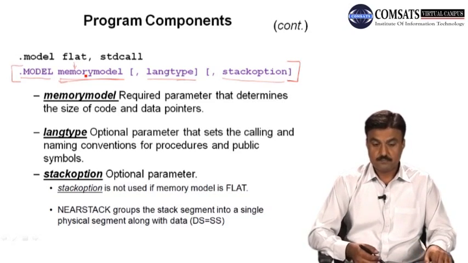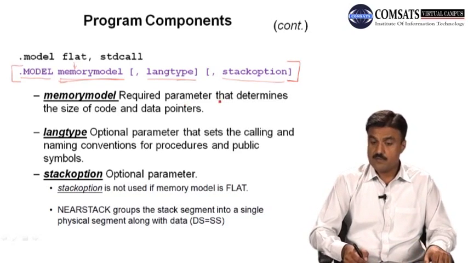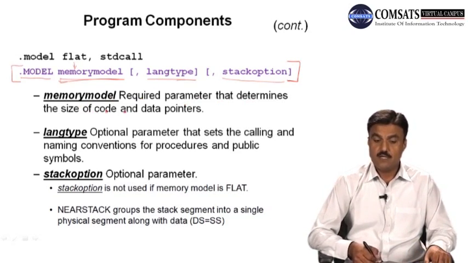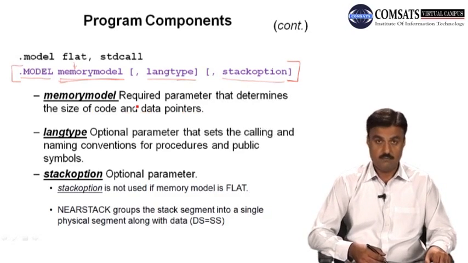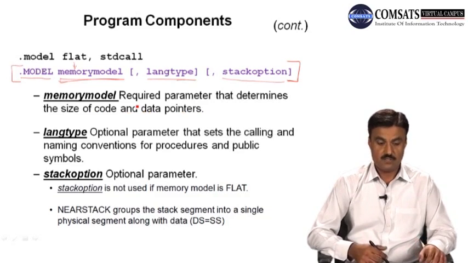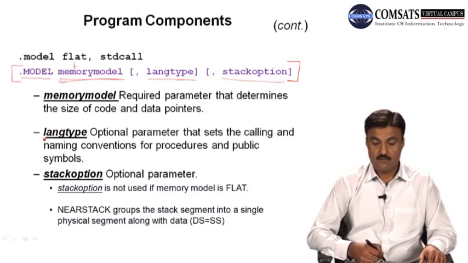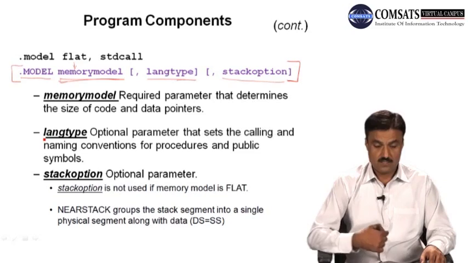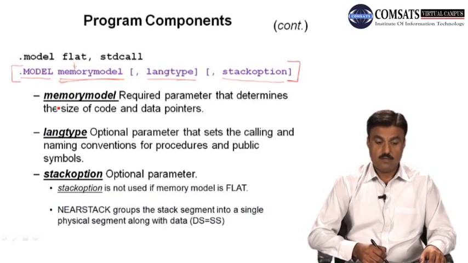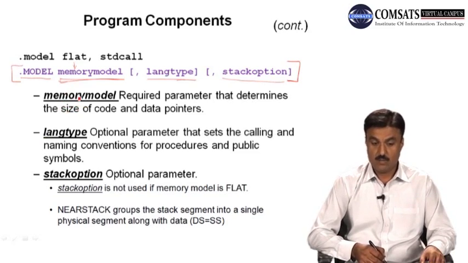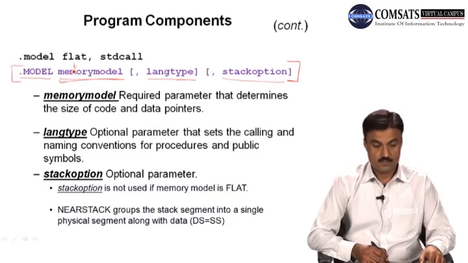So this is the required parameter. It determines the size of the code and data pointers. Right now, if we use flat, then there's no limitation for the size. There are other options that we will discuss in the next slide: if we use a 16-bit architecture, then what will be the memory model option, like small, tiny, and other options.